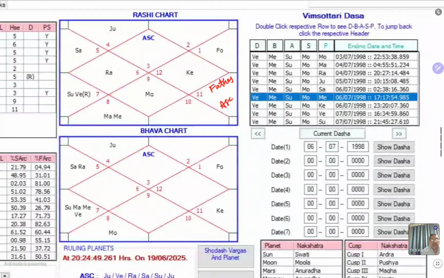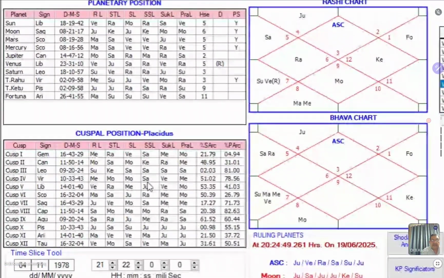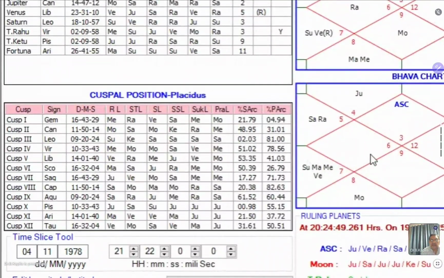And if it is not appearing as co-ruler in 4, in 5, in 9, then we will have to adjust this time so that it appears in one of these 3 cusps, which are 4th cusp co-rulers, 9th cusp co-rulers, and 5th cusp co-rulers. Venus is not appearing in 4. Venus is not present in 4th house.